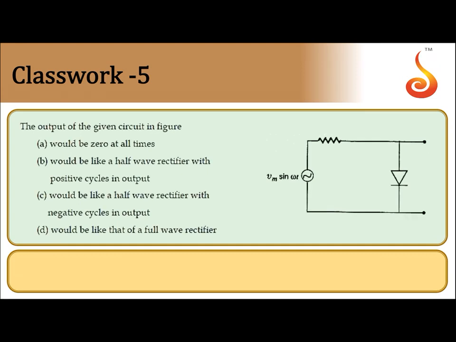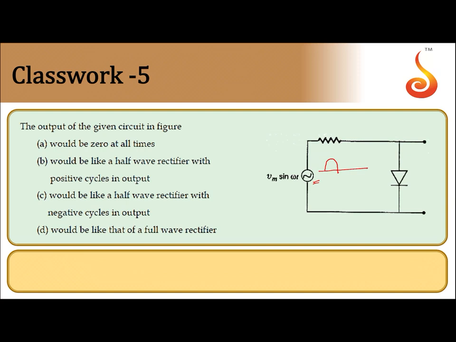Next, the output of given circuit in figure would be 0 at all times, would be like a half wave rectifier with positive cycles in output, would be like half wave rectifier with negative cycles in output, or would be like that of full wave rectifier. See here we have a diode and this is the input AC. So during positive half cycle, that means when this is the input, then output will be 0.